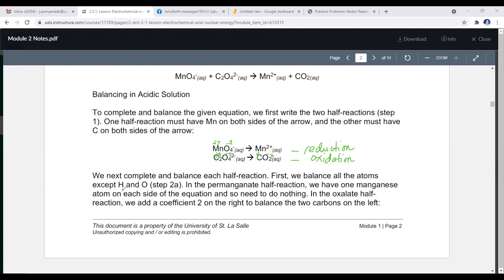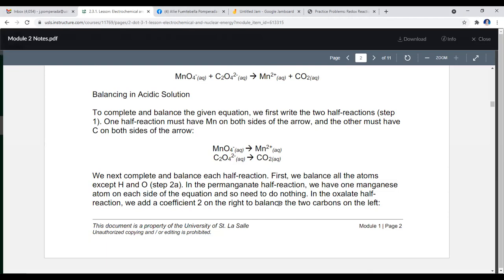So unahon ang iban except hydrogen and oxygen. Okay, now we do that. I will clear this one class, that way I can write. Let me increase this. Hindi siya ma-zoom. Anyway, now, we balance the atoms other than oxygen.